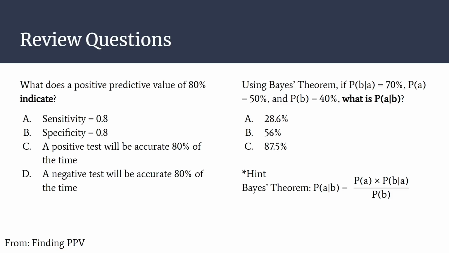Another question asks, using Bayes' theorem, if P of B given A equals 70%, P of A equals 50%, and P of B equals 40%, what is P of A given B? Then, towards the bottom, I provide Bayes' theorem for you. The answer for this one is C. Putting the values in the right places should be enough to get this question right.